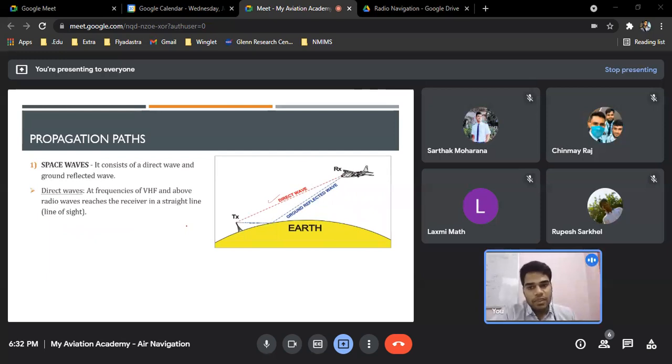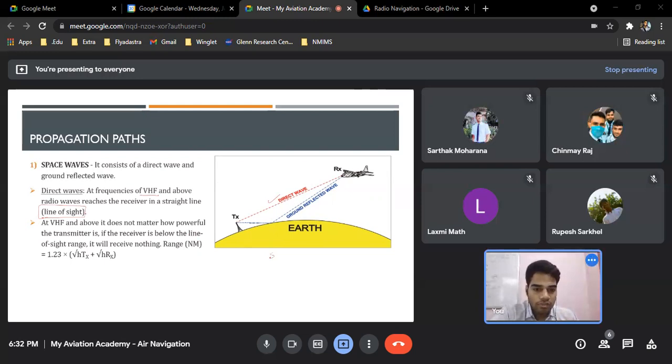Direct waves, as I told you, this is the direct wave, and the frequencies used are VHF and above. There is something called line of sight being used here. I'll explain what line of sight is. Line of sight is giving us the range, both for the surface wave, the previous one, and the direct wave. Both have a range.